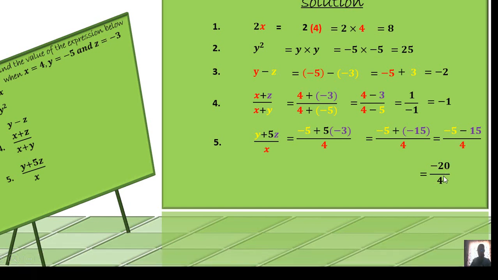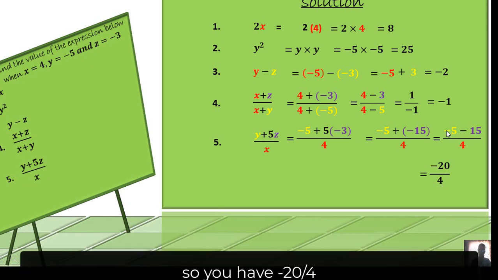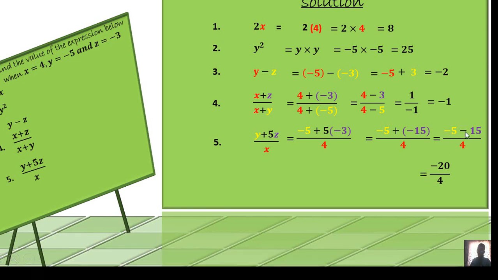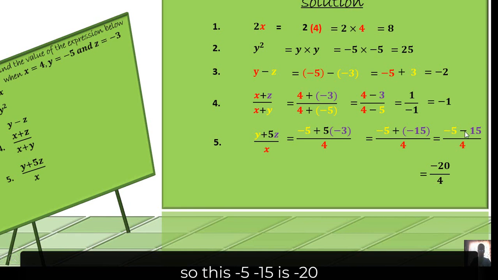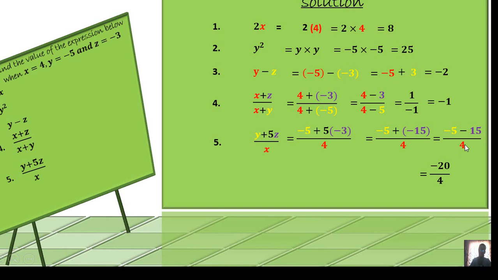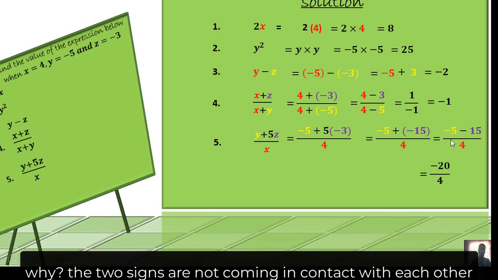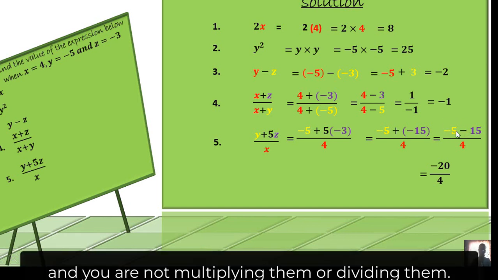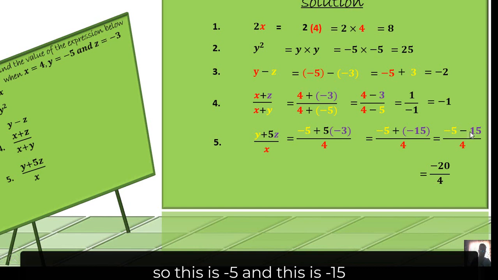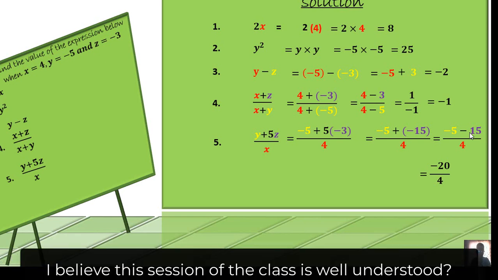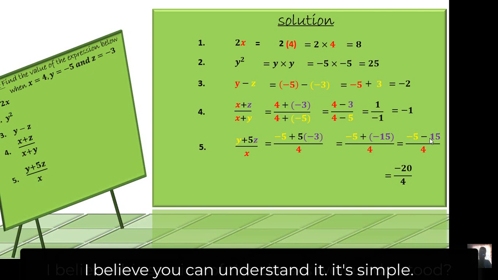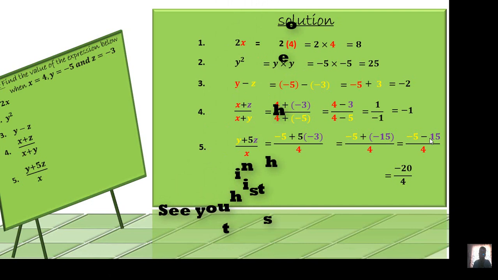So you have minus 20 over 4. Remember, this is not minus multiplying minus. No. So this minus and minus will not become plus, because they are not simplifying each other. So this minus 5 minus 15 gives minus 20, not plus 20, then over 4. Why? The two signs are not coming in contact with each other. Get that? And you are not multiplying them or dividing them. So this is minus 5, this is minus 15. They are two different values. I believe this session of substitution is understood. If not, you can go back and watch it over again. I believe you're going to get it. It's simple. Alright.